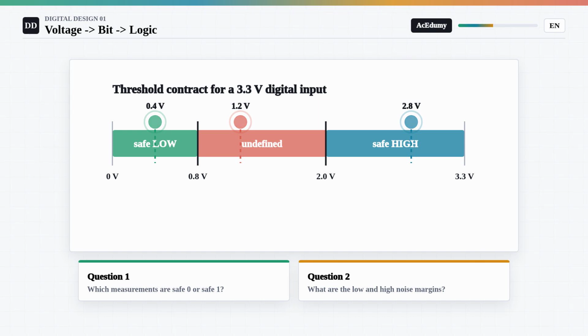Now let us solve a real-style threshold example. Suppose a 3.3 volt digital input has two limits. VIL max is 0.8 volts, so anything at 0.8 volts or below is safely low. VIH min is 2.0 volts, so anything at 2.0 volts or above is safely high. Three measurements arrive at the input: 0.4 volts, 1.2 volts, and 2.8 volts. Which ones are safe zeros or ones, and which one should make us nervous?